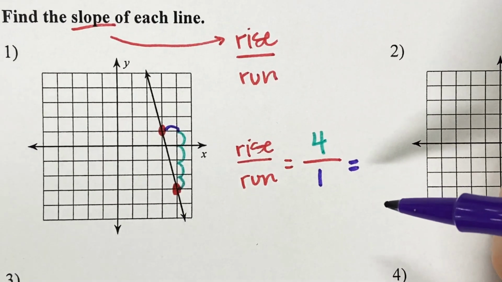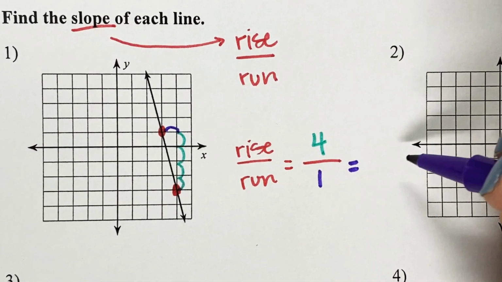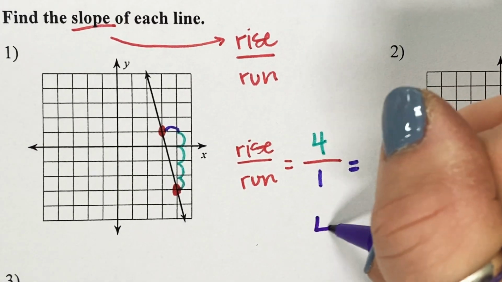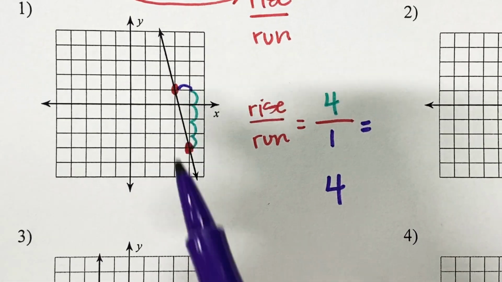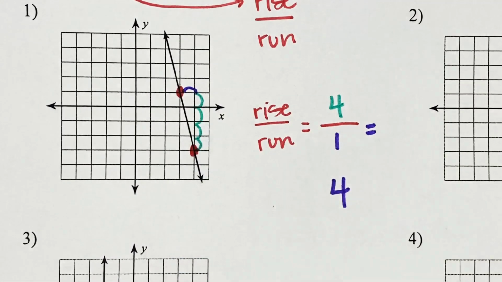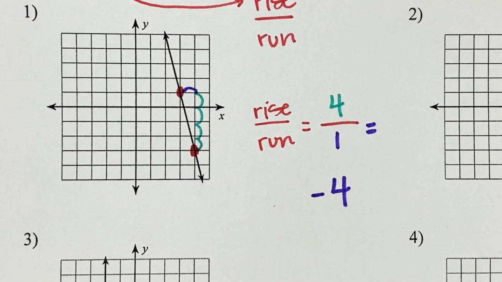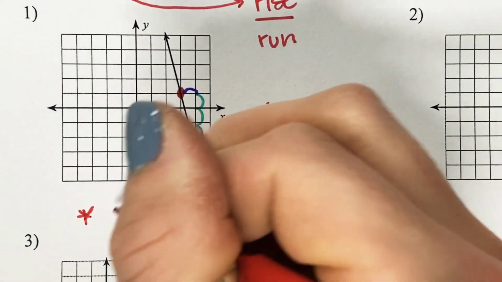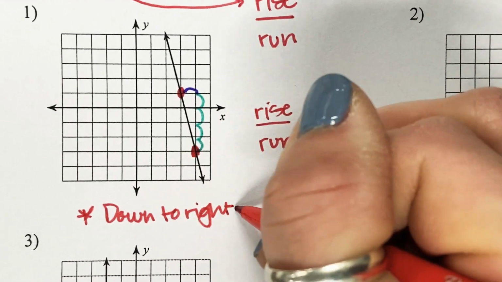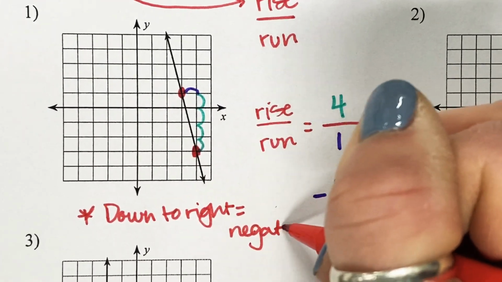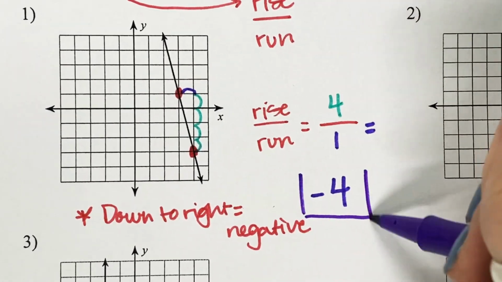Okay, well, what is 4 divided by 1? How can we reduce it? Because remember, it's not going to be correct in your computer if you don't reduce it. So what is 4 divided by 1? It's going to be 4. Okay, last thing we need to see is is it a positive 4 or a negative 4? If it's going down and to the right, it's going to be a negative 4. Okay, so let's make that note on our paper because that's super important. Down to the right equals negative. Hence why we get negative 4 for our slope.